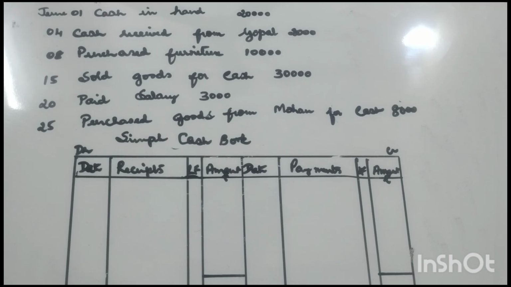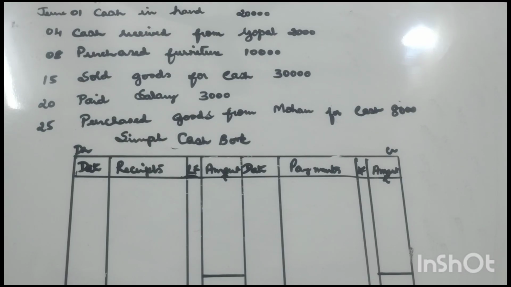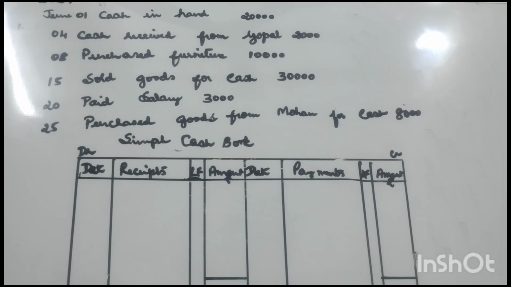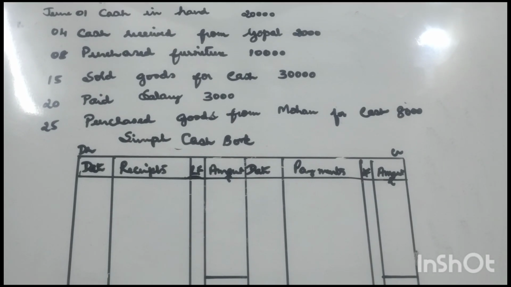Purchase goods from Mohan for cash. So it is understood that it is a cash transaction. Goods are purchased, so purchase account has to be credited with rupees 8000. So this is how a simple cash book has to be prepared. Now let's understand the entries, how they have to be made.